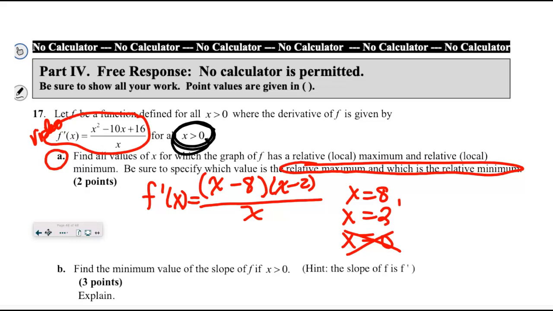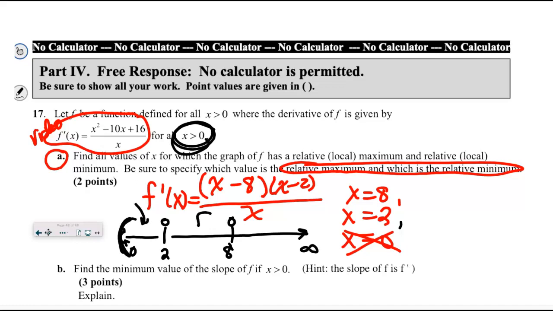Alrighty, so at 8, I'd have to decide if I had a max or a min. That's where my sign line comes into play. So at 8 and at 2, my derivative was 0. This actually would be a 0 going on to infinity if I wanted a really accurate sign line. So you would test, I'm not going to do that, probably a 1, maybe a 5, maybe a 9 in f prime.